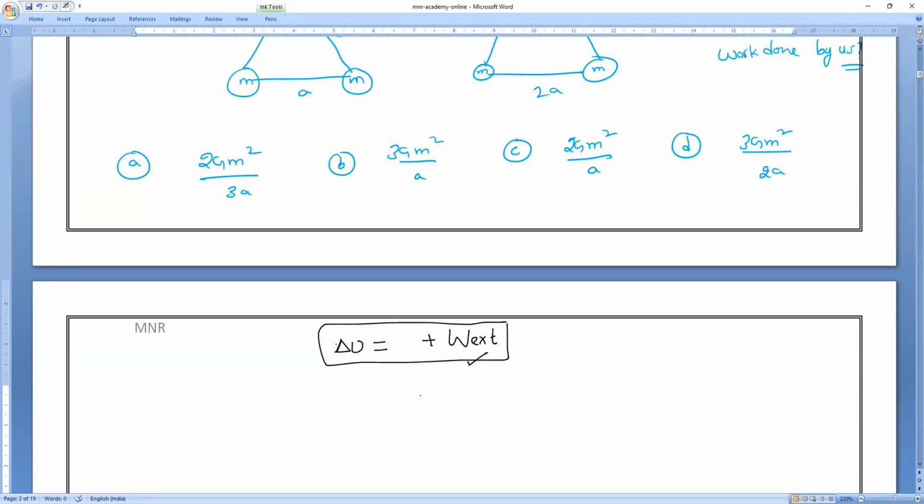So now we want to find this work done. That means we need to know the initial potential energy and the final potential energy, because delta U means the final potential energy minus the initial potential energy, which equals the positive work done by the external force. That's all. So if I find the initial and final potential energy of the system and substitute, I'll get the answer. Am I right, guys? Please respond.